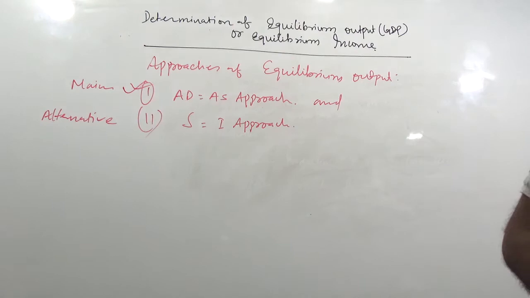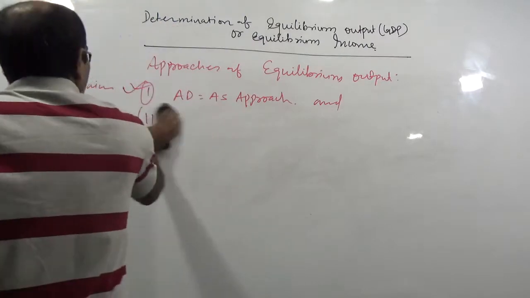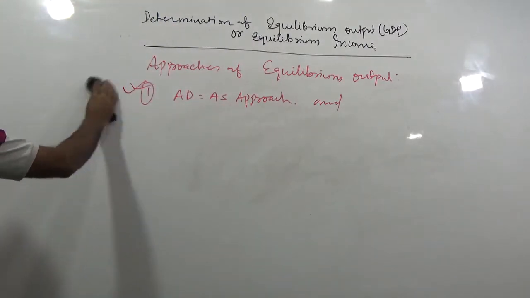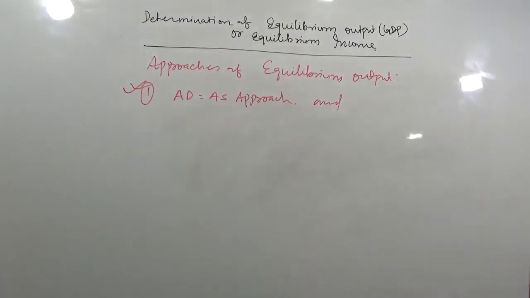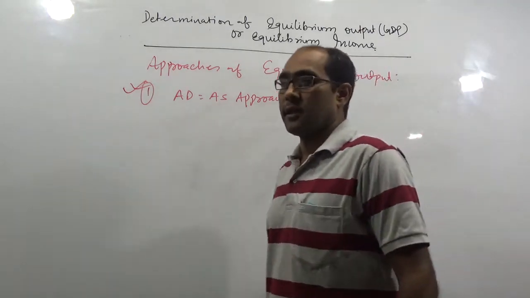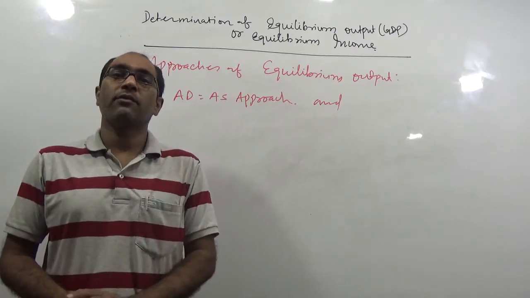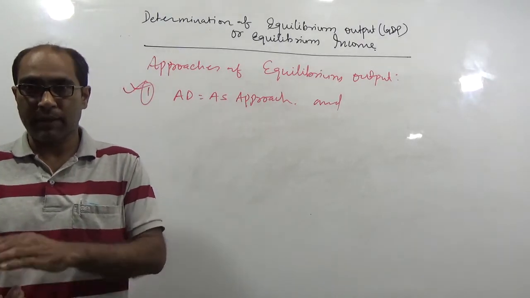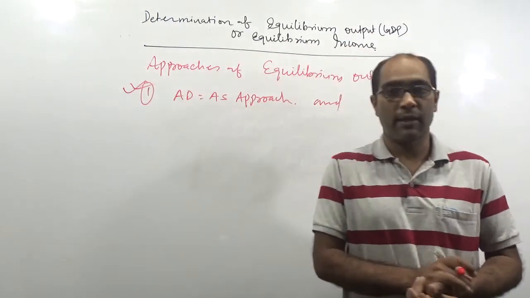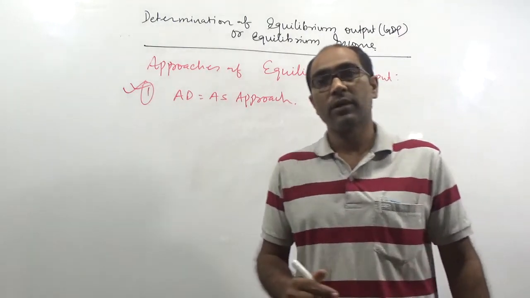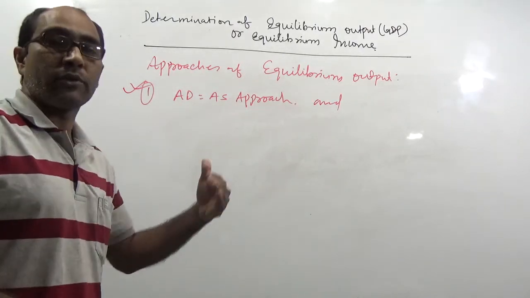So, my dear student, you must remember that when you have to answer any question regarding the determination of equilibrium of GDP, output or income, you have to choose the first approach, AD equal AS only. But if it is asked to explain with the alternative approach, you can deal with the S equal I approach. So, see the concept AD equal AS. Perhaps we already discussed both the approaches separately.